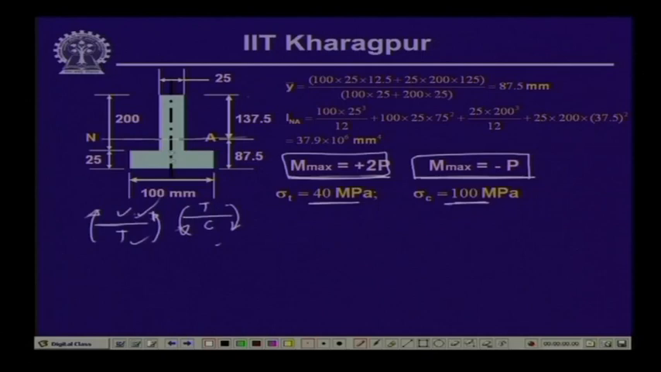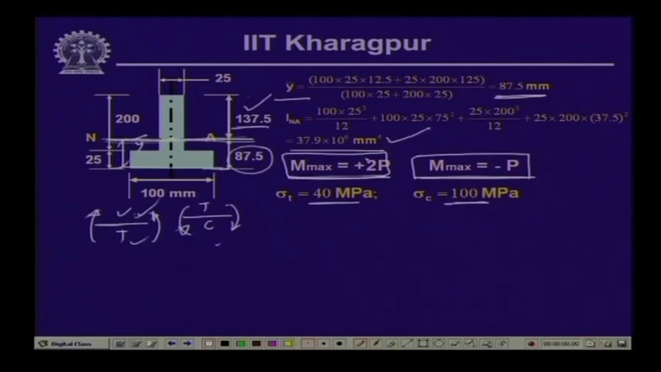Now, first if we try to locate the centroid of this particular section through which the neutral axis will pass, if we take the moment of all the areas with respect to the top, we get y bar equals 87.5 millimeter from this bottom face, and consequently this is 225. So, 225 minus 87.5 will give you 137.5 over here, and if we calculate the moment of inertia about this neutral axis, you will get a value of 37.9 into 10 to the power 6 millimeter to the power 4.